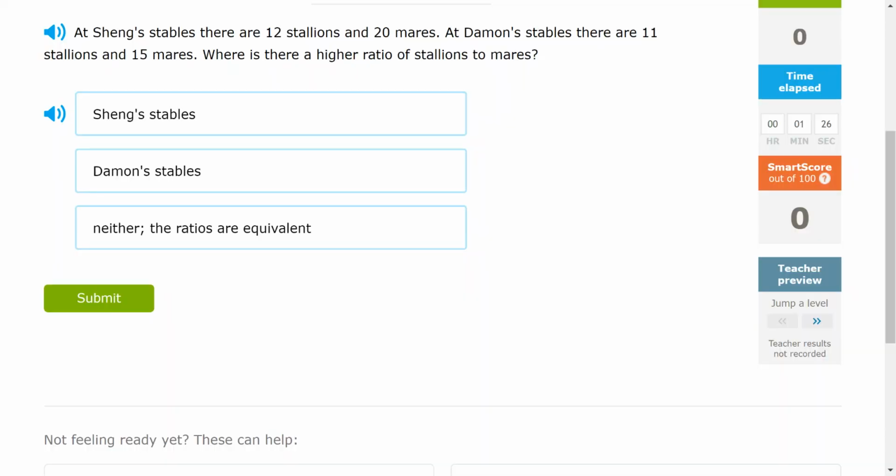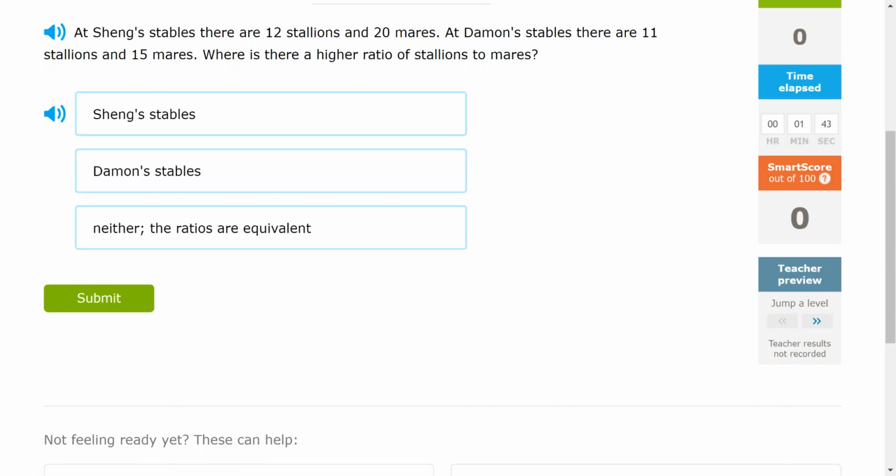Hello, I want to review how to do ratio word problems in IXL. Let's take a look. This one says, at Shang's stables there are 12 stallions and 20 mares. At Damon's stables there are 11 stallions and 15 mares. Where is there a higher ratio of stallions to mares?